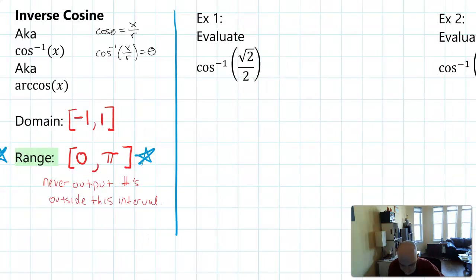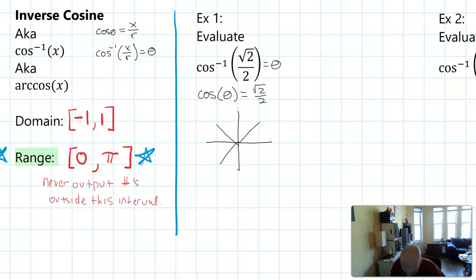All right, so example 1, we're going to evaluate inverse cosine of root 2 over 2. So the way we do this is I first rewrite this as equal to some angle theta. So then the cosine of that angle theta must equal root 2 over 2. Now, this is where I think about my unit circle. And I think, what angles had cosine equal to root 2 over 2? And I remember that that was the 45-degree angles, the pi over 4s.